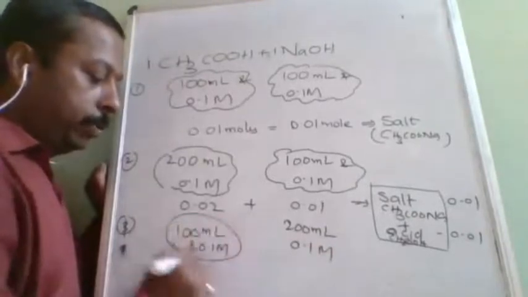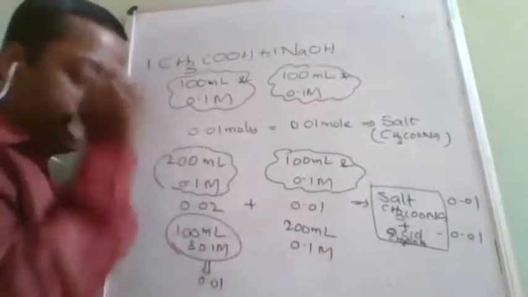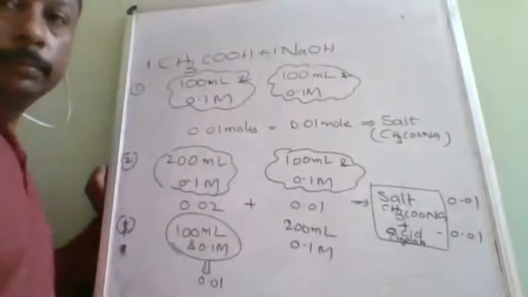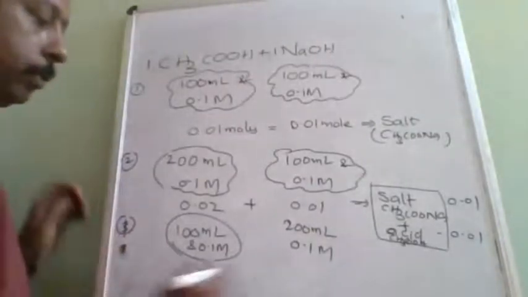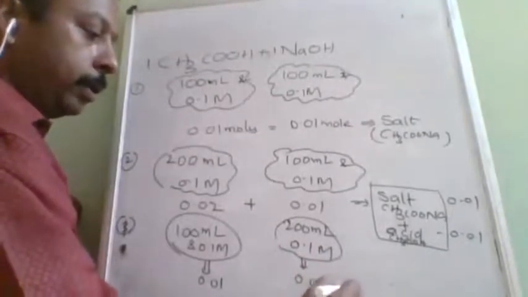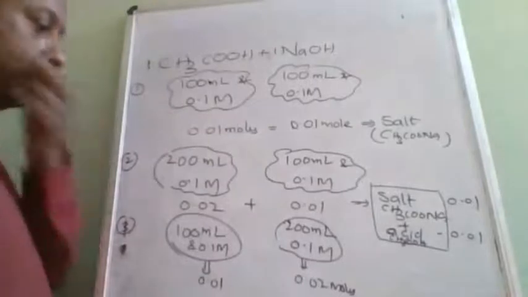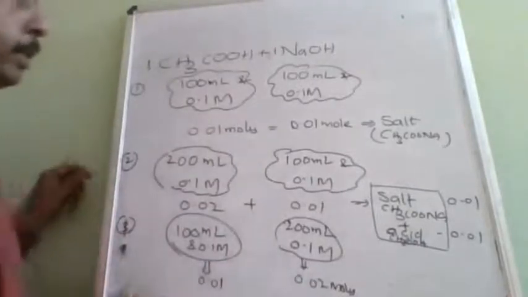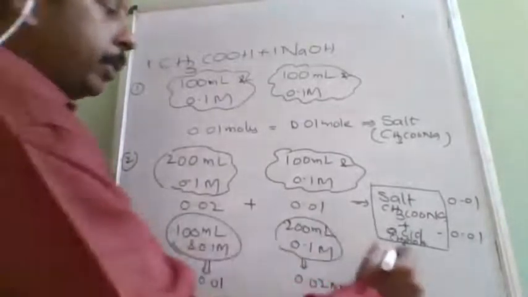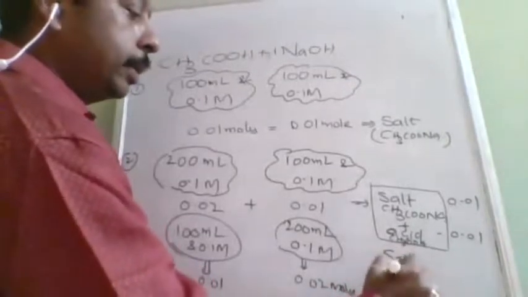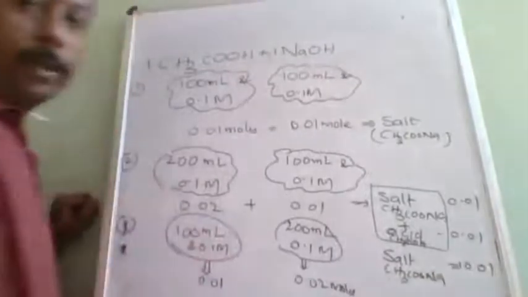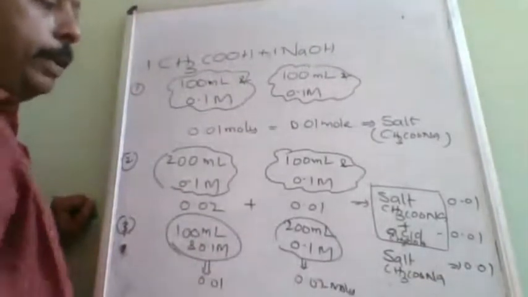Now this is going to give you 0.01 moles, and here it is going to give you 0.02 moles. Is it understood? Now when you combine, which is limiting? Acid is limiting, and salt will be formed, the same salt, CH3COONa. How much salt will be formed? 0.01. And what is left over here? Base will be left over.